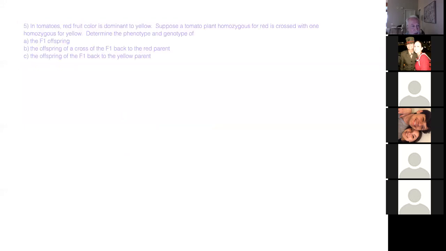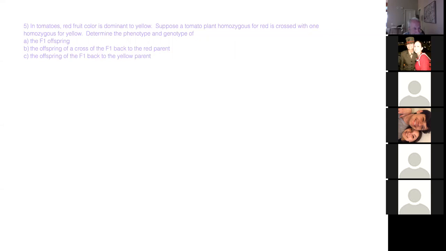This is what we want to know. We have tomatoes. Red fruit is dominant to yellow. Suppose you have a tomato plant homozygous for red, crossed with one that's homozygous for yellow. Determine the phenotype and genotype of the F1, the offspring of a cross between F1 back to the red parent, which is a back cross, and the offspring of an F1 back to the yellow parent, which is a different back cross. All right, we need to label what we want as our traits.